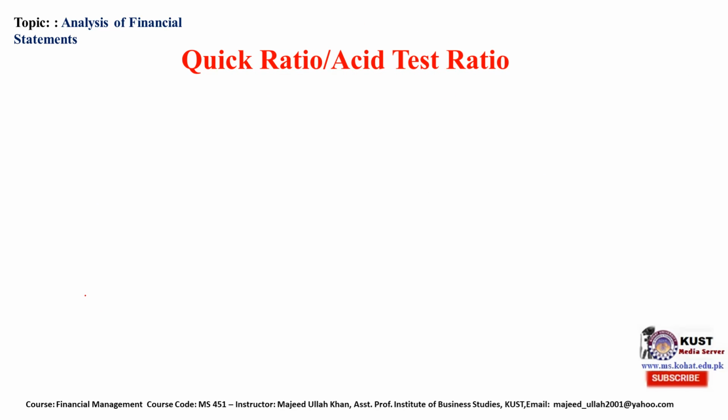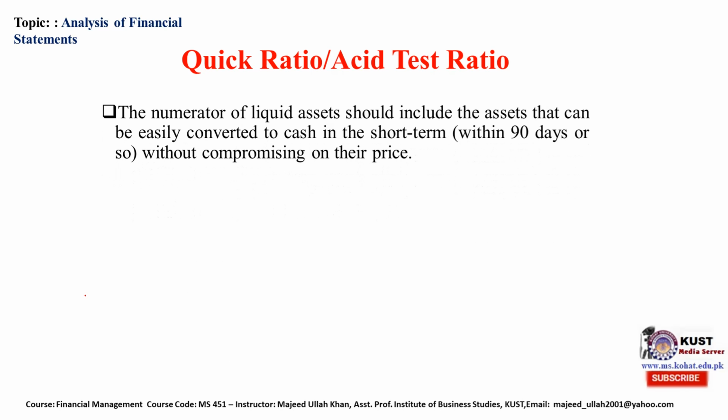We will further discuss what the quick ratio is and what its usefulness is. The numerator of liquid assets should include assets that can be easily converted into cash in the short term, within 90 days or so, without compromising on their pricing. As I discussed, those assets that can be converted in short time periods without declining their value are called cash or cash equivalents.